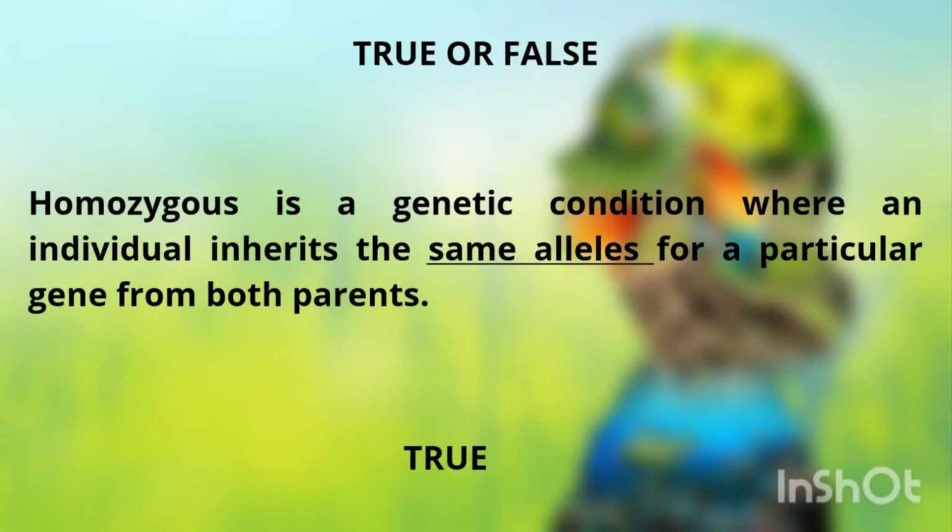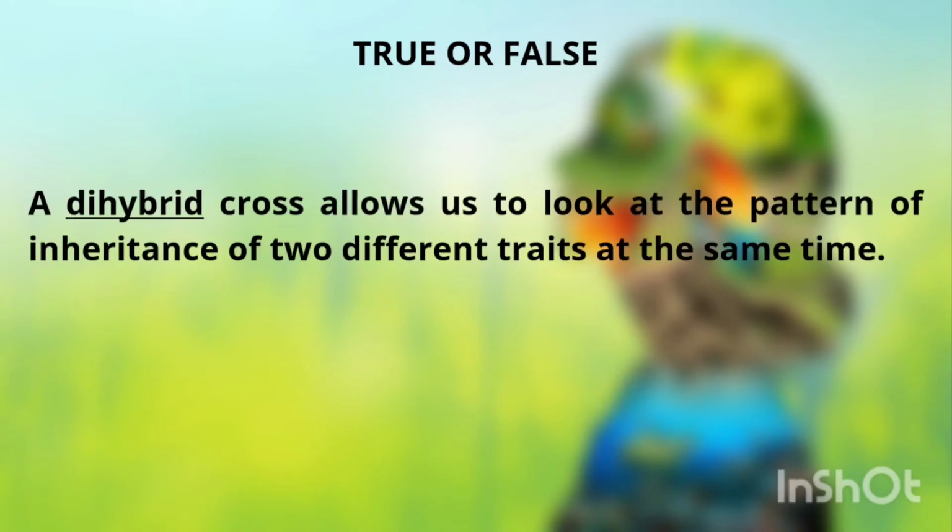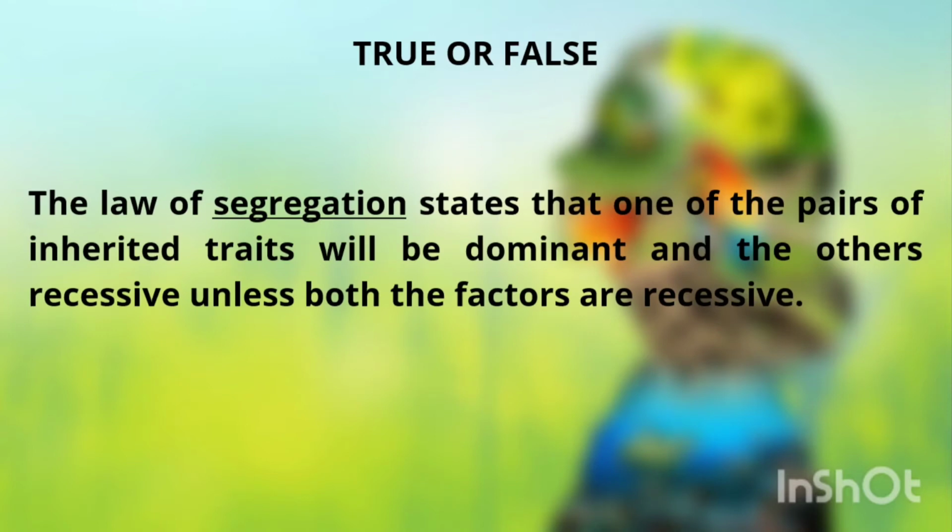The answer is true. The third one, a dihybrid cross allows us to look at the pattern of inheritance of two different traits at the same time. The answer is true. Next, the law of segregation states that one of the pairs of inherited traits will be dominant and the other recessive unless both the factors are recessive.